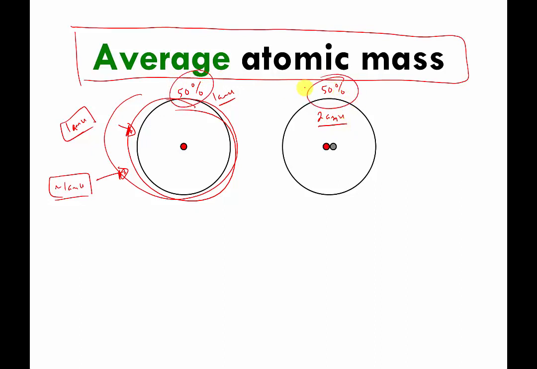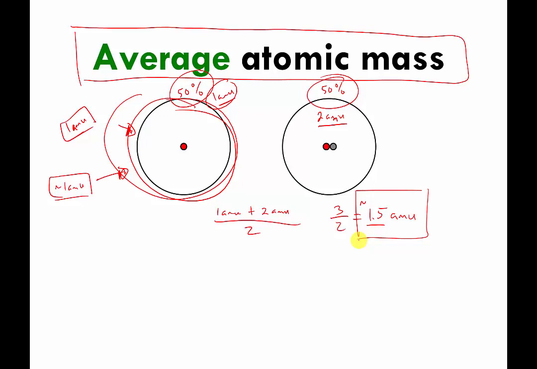If I asked you what the average mass of hydrogen was, you would say, well, half of them come as 1 AMU, half of them come as 2 AMU, and to take the average, you add up the weights, and you divide by the number of atoms, so 1 plus 2 is 3 divided by 2. So you would say the average mass of a hydrogen atom in this universe is about 1.5 AMU. And again, I would tell you that you've done the calculation correctly. In our pretend universe, that's what the average mass of hydrogen is.